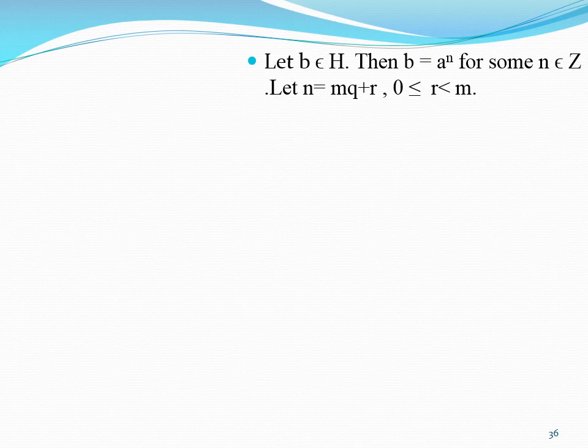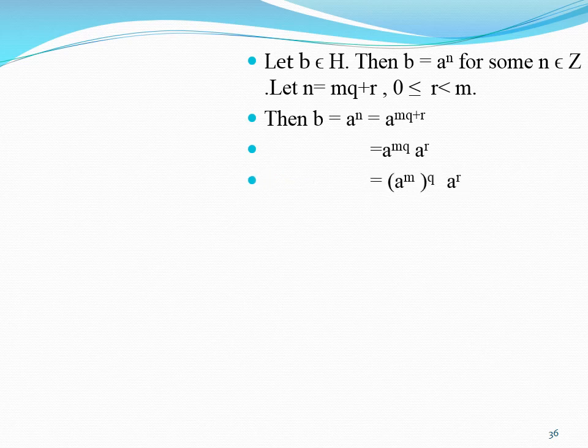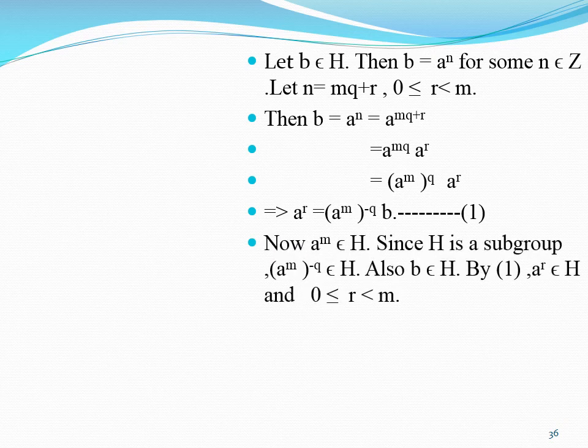Let n equal to mq plus r, 0 less than or equal to r less than m. Then b equals what? a to the power n, that is equal to a to the power mq plus r. That is a to the power mq into a to the power r. What is it? a to the power m whole to the power q into a to the power r. From this, a to the power r equals a to the power m whole to the power minus q into b. So we arrive at one element: a to the power r is a to the power m whole to the power minus q into b.